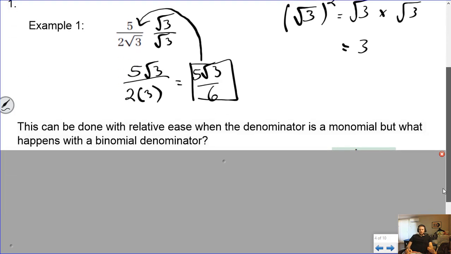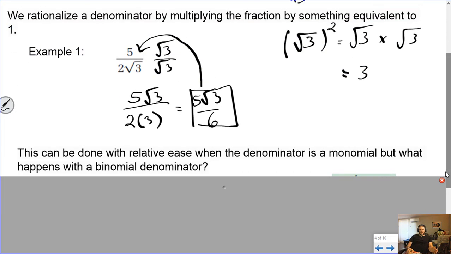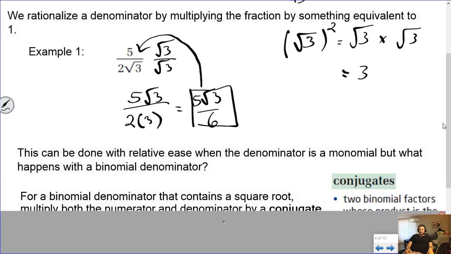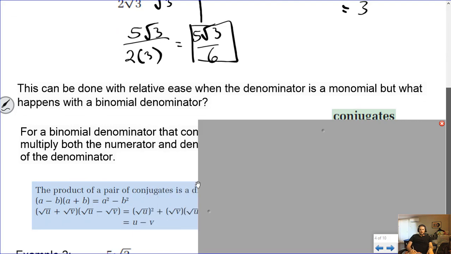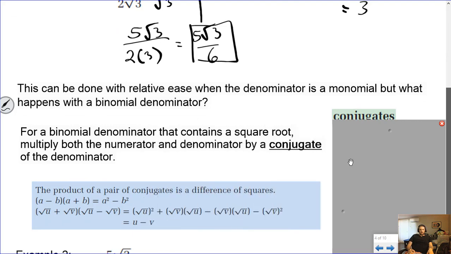Okay, so that was with a monomial. So with a monomial, it's not too bad. All you need to do is just see, okay, well, I have a radical here. Let's multiply it by that same radical. They're going to cancel each other out and leave me with a whole number at the bottom. Great, done. With a binomial, it gets a little bit trickier. So with a binomial, what we need to do is we need to multiply by what's called the conjugate.